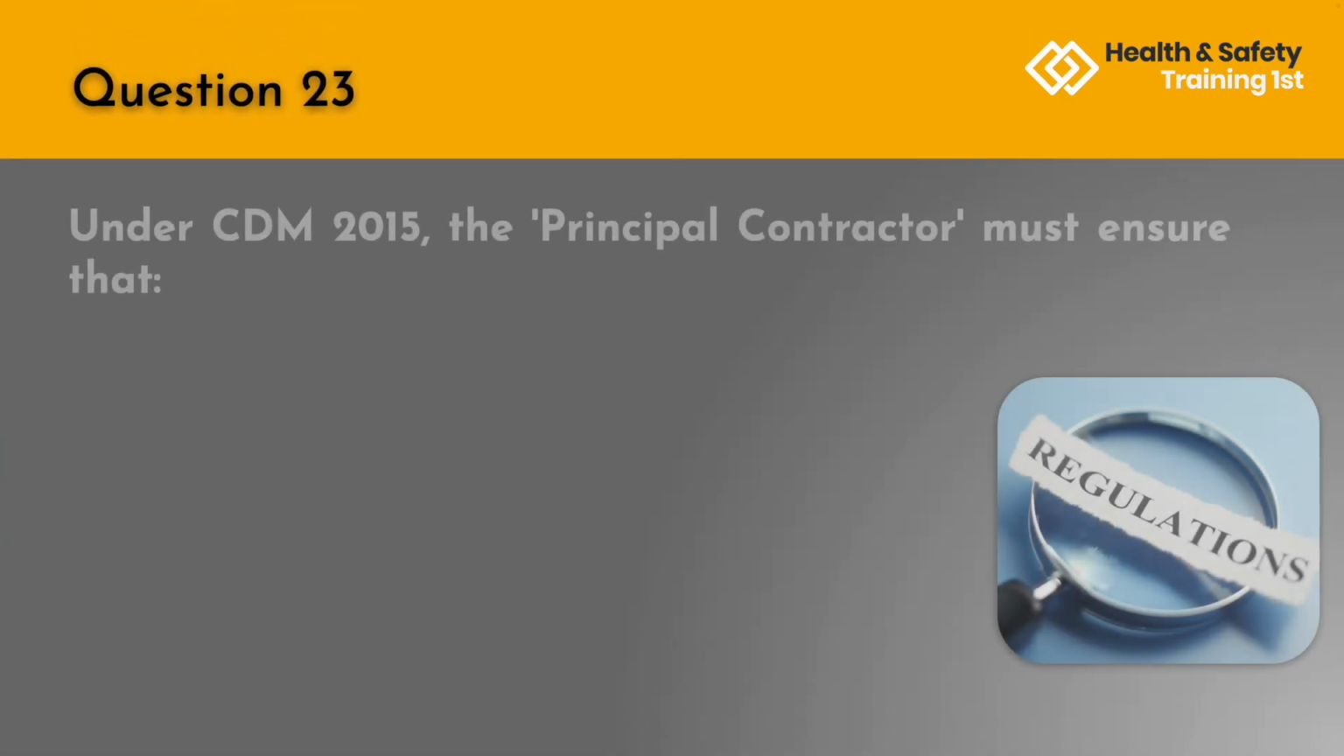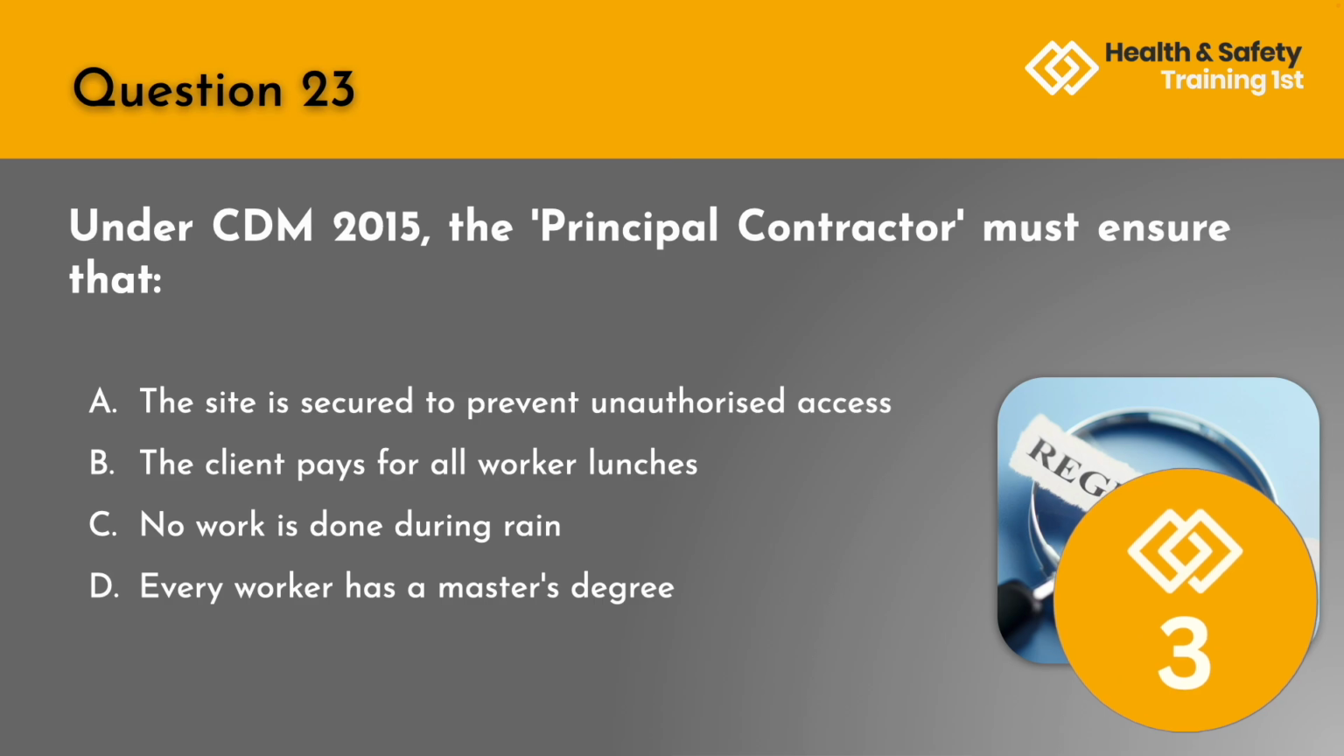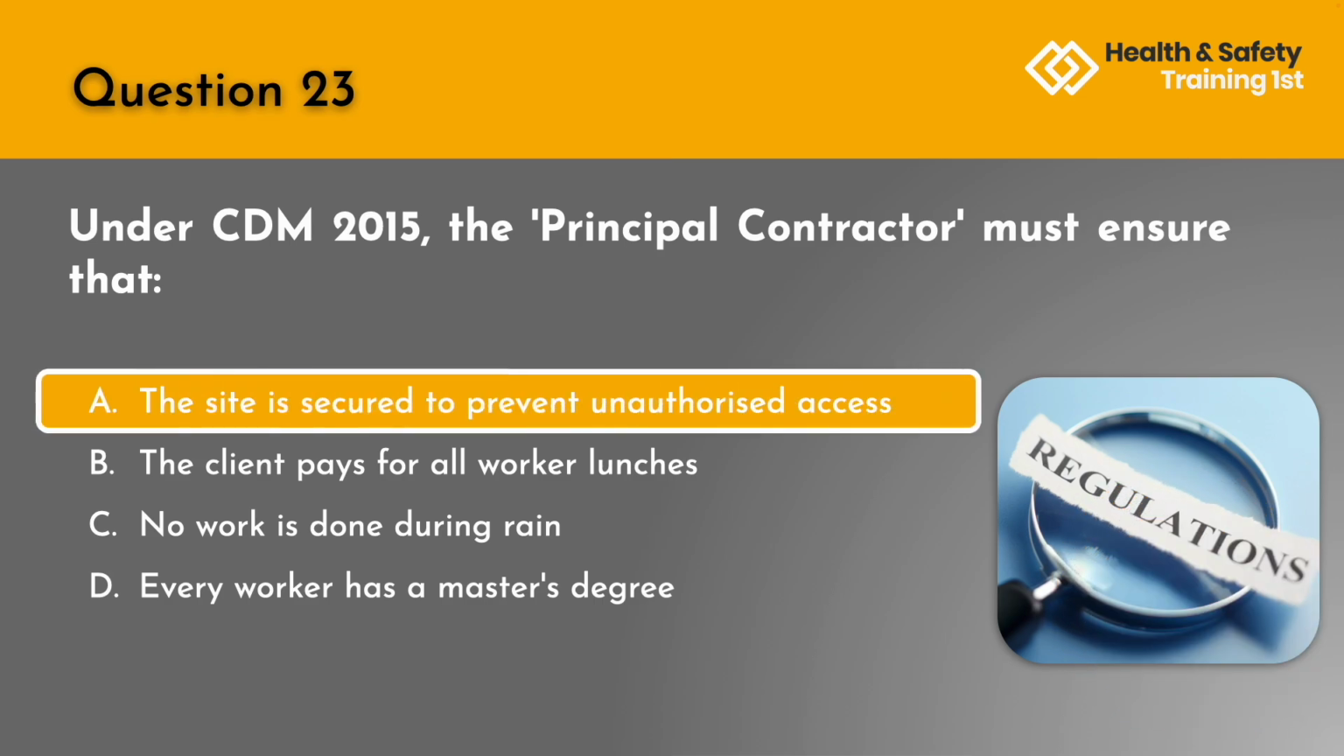Question 23. Under the CDM regulations, the principal contractor must ensure that A. The site is secured to prevent unauthorized access. B. The client pays for all worker lunches. C. No work is done during rain. Or D. Every worker has a master's degree. The correct answer is A. The site is secured to prevent unauthorized access.